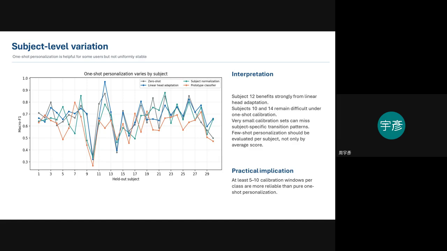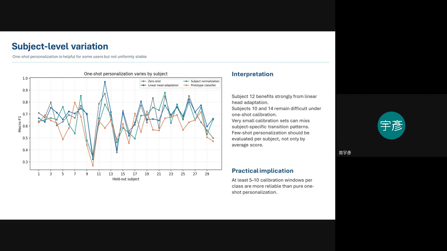This may happen because one window per class is too small to represent the subject's full motion pattern. Some activities, especially transitions, may have larger variance and may require more examples. This result suggests that we should not only look at the average score, we should also examine the performance at the subject level, because real users may behave very differently.